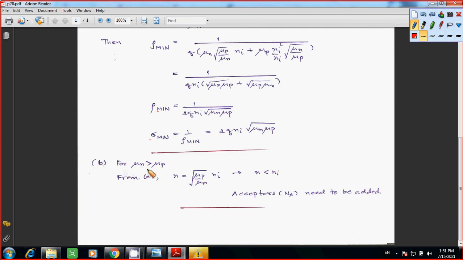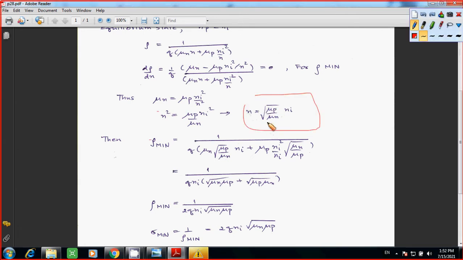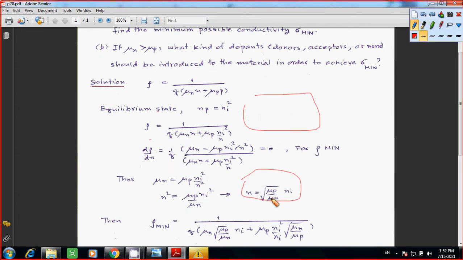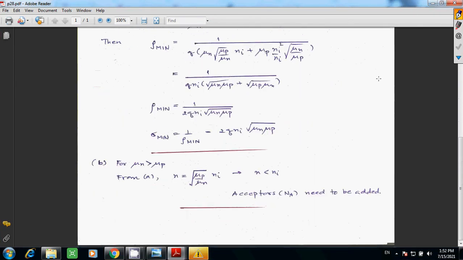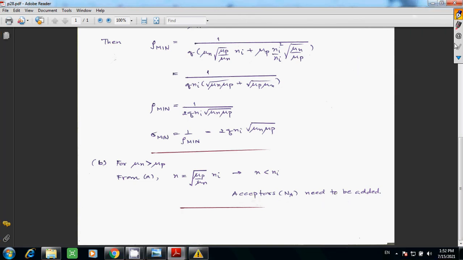Now, part B, for mu n greater than mu p, you have to go back to the relation between n and ni. For mu n greater than mu p, this one is less than 1, right? So n becomes less than ni. To achieve sigma min, that means you need to dope more by acceptors, or acceptors Na need to be added to the system, okay, to have sigma min.